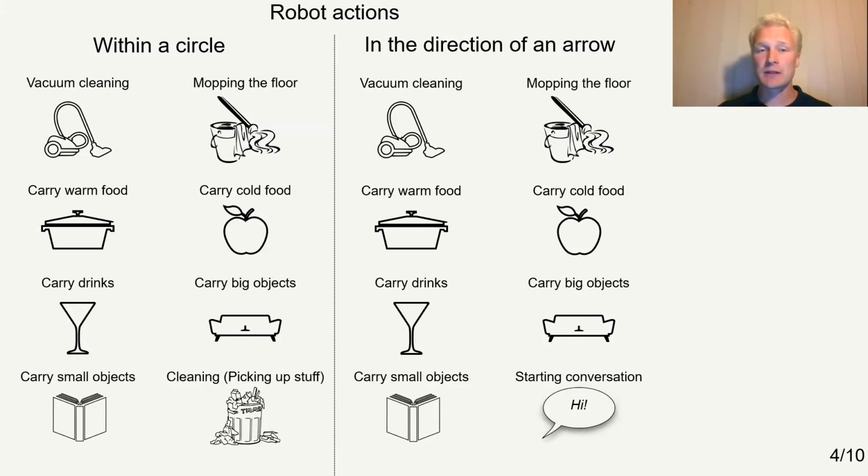These are the actions we have looked at. As you can see, we look at 16 actions, but many of them are the same, executed in different ways. We look at vacuum cleaning, mopping the floor, carry warm food, carry cold food, carry drinks, carry big objects, carry small objects, cleaning, and starting conversation, separated into two different groups of whether the action is executed within a circle or in the direction of an arrow. These actions were chosen because they vary in intrusiveness and they are also relevant for a home scenario and a domestic robot.